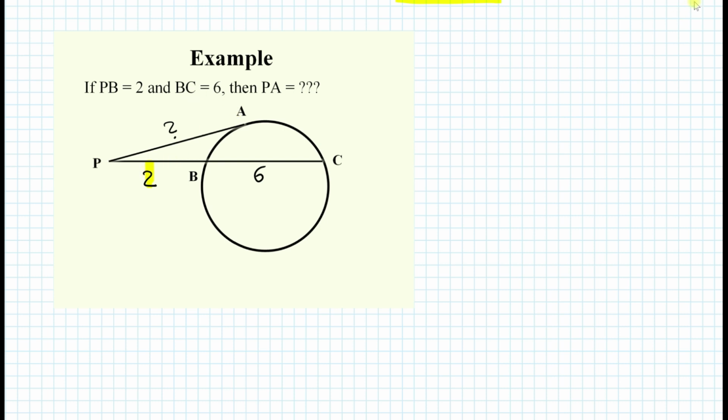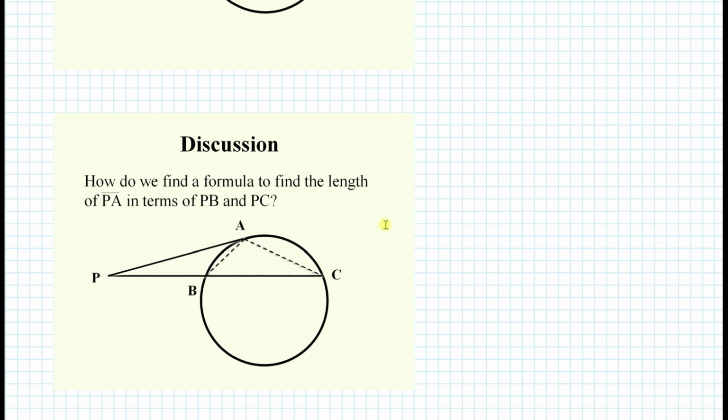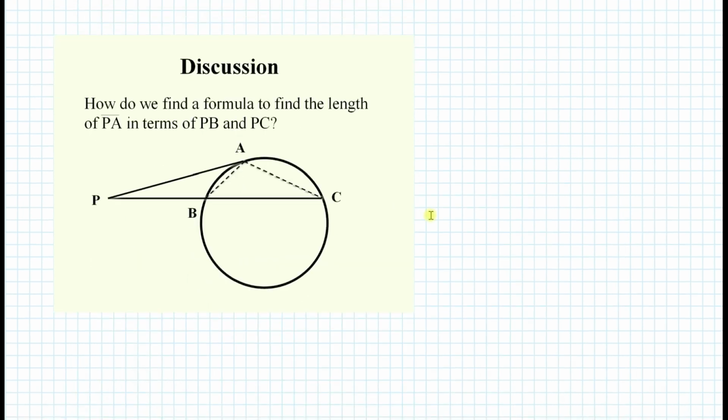Here we do not have a formula that gives us the length of PA, so we somehow have to generalize this. Okay, so let's say we have the following. How do we find the formula to find the length of segment PA in terms of PB and PC? The first thing you want to do is draw chords AB and AC. How is this useful? Well, maybe we can somehow find similar triangles in here.